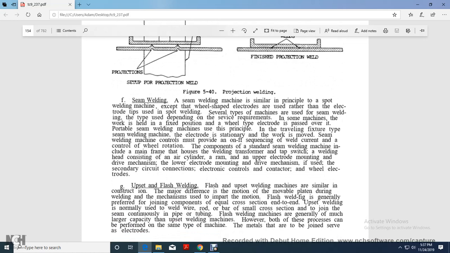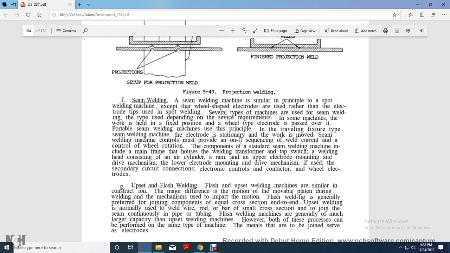Alright, seam welding. The seam welding machine is similar in principle to spot welding. Wheel-shaped electrodes are used in place of the electrode tip of spot welding. Several types of machines are used for seam welding depending on the service requirements. Some machines work with a fixed position wheel type of electrodes, and others pass over the work like the portable seam welding machine. The traveling fixture type seam welding machine has stationary electrodes. The work is moved, but the seam welding machine controls must provide on and off sequences with the welding current control.